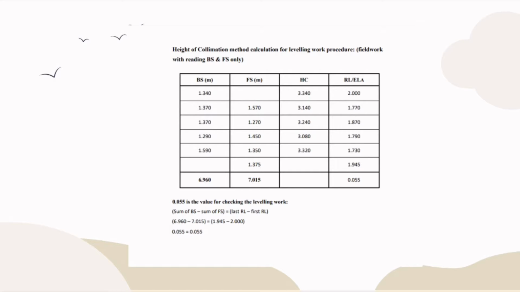For the second calculation, we do the height of collimation method calculation for the leveling work procedure. The 0.055 is the value for checking the leveling work. The formula is sum of BS minus sum of FS equals last RL minus first RL, which is 6.960 minus 7.015 equals 1.945 minus 2.00. So, the result is 0.055 equals 0.055.